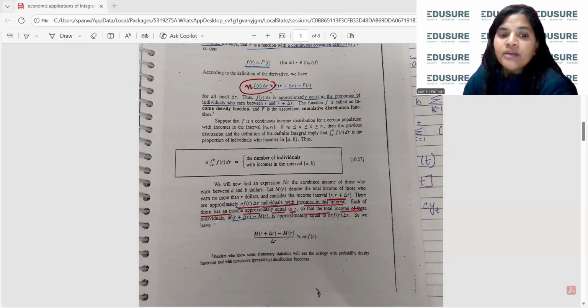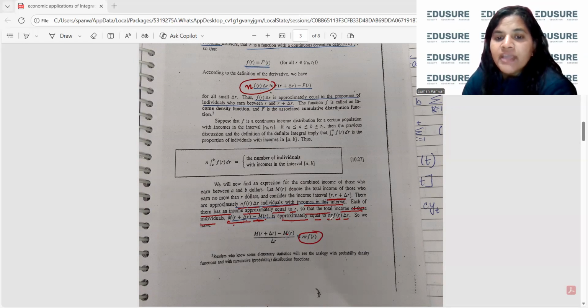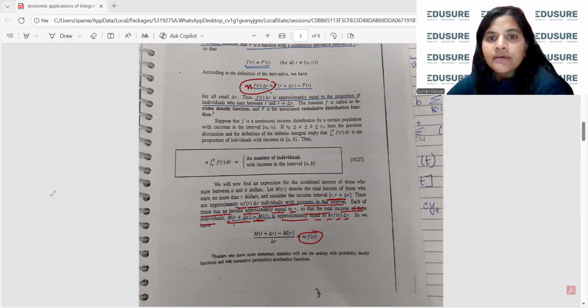So the total income of these individuals, M(r + Δr) − M(r), is approximately equal to r N f(r)Δr. So we have (M(r + Δr) − M(r)) upon Δr equal to r N f(r). So this is what we get.